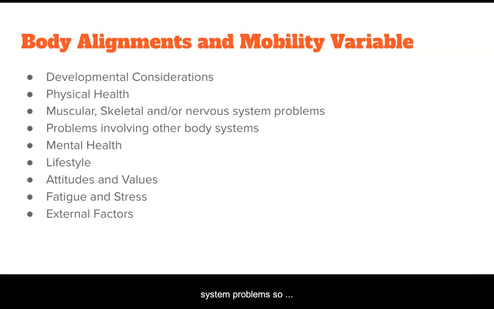Musculoskeletal and nervous system problems. So, congenital problems such as issues with bone tissue formation, osteogenesis imperfecta, which is a genetic disorder, nutrition problems like vitamin D deficiency or calcium deficiencies that lead to things like osteoporosis. Age-related problems, osteoporosis. And problems that involve other systems.